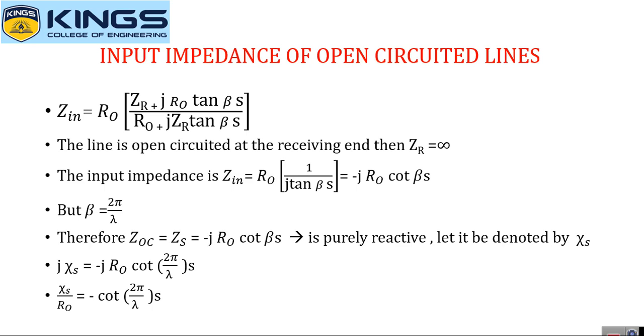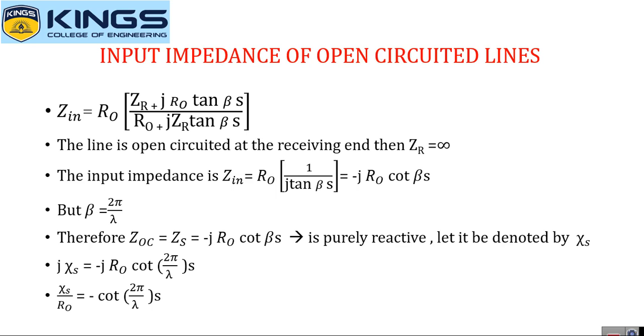So the first value is 1. Here the R0 by Zr value is there, then if you put Zr equal to infinity, this term will become 0. So the balance term is j into tan βs. So this is the value. Then 1 by j becomes, we are taking it upside, then it is minus j R0, then 1 by tan βs equal to cot βs. So this is the final solution: Z input equal to minus j R0 cot βs. This is the equation for the open circuit condition.